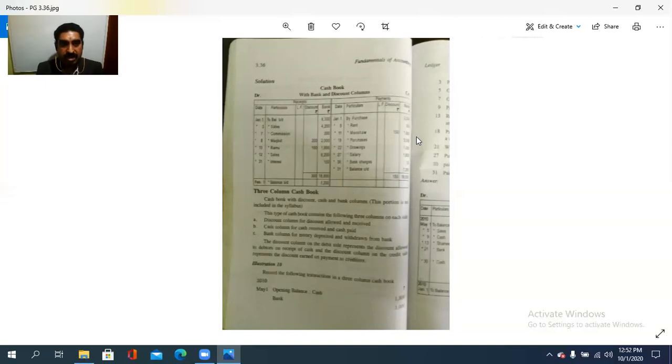So today we see: the cash book with the cash and bank column, cash book with the cash and discount column, and cash book with the bank and discount column. Okay, so this is the second type, double column cash book. Two columns are there on both the sides. That is cash and bank column on both the sides in the first case, cash and discount column on both the sides in the second case, and bank and discount column on both the sides in the third case. So this is the sub classification of the double column cash book.